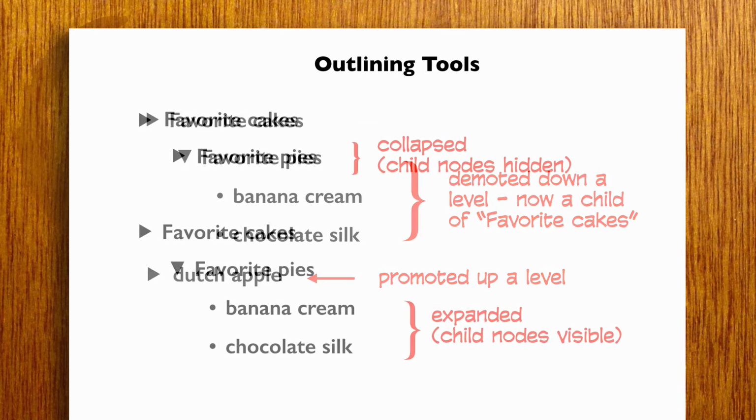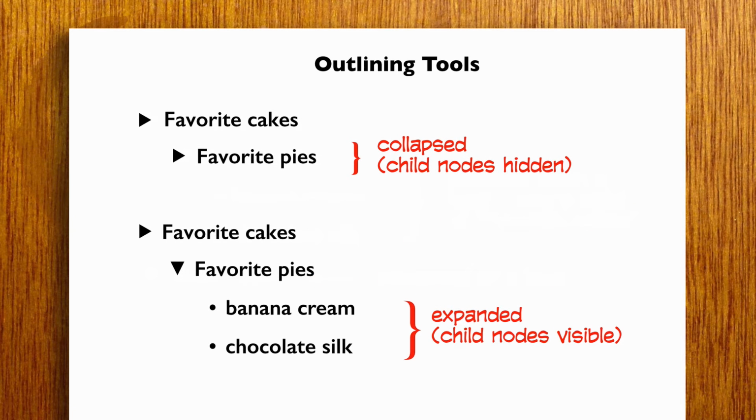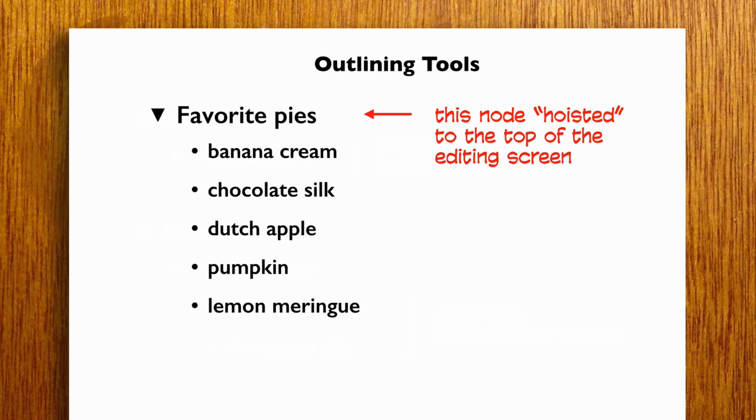Number 3, you can collapse and expand the child nodes at any given level in the hierarchy. So on top, the nodes under favorite pies are collapsed and hidden, below they're expanded and visible. And 4, you can select a node and make it the focus of the editing page. So it sits at the top of the page, and you can work on it and its subnodes in isolation from the rest of the outline.